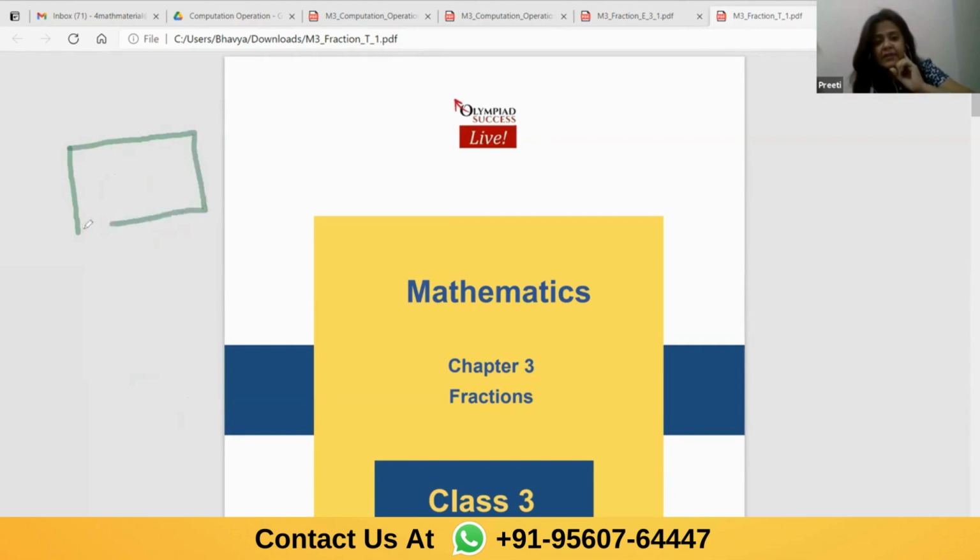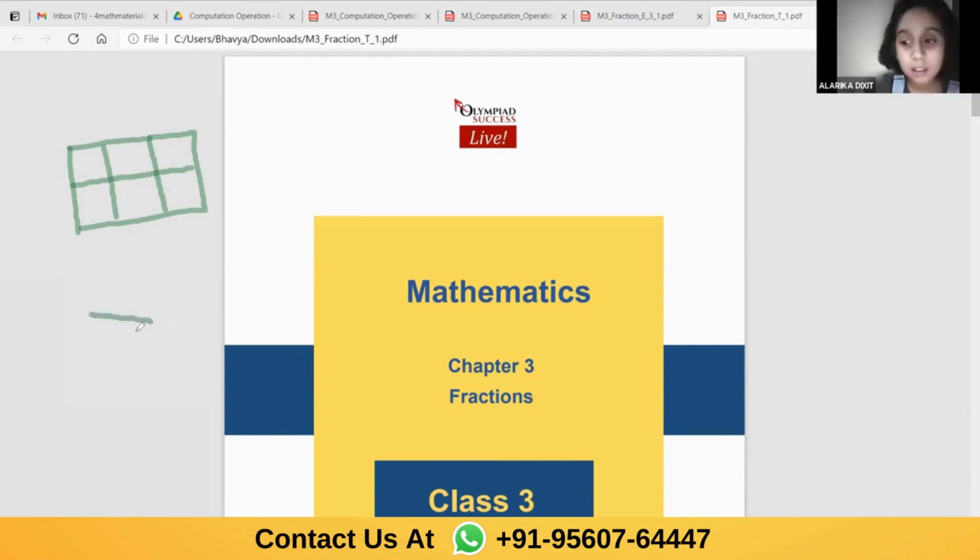Let me take another example. Suppose I have this piece with me and I am dividing it into how many equal parts, Mukund? 6. So what will be my denominator? 3? How come 3 is coming into the picture? Alarika, I haven't even shaded anything. I have 6 in my denominator because my denominator is the number of equal parts into which I divide my whole. It comes below this line. You know what this line is? This is the fraction line.